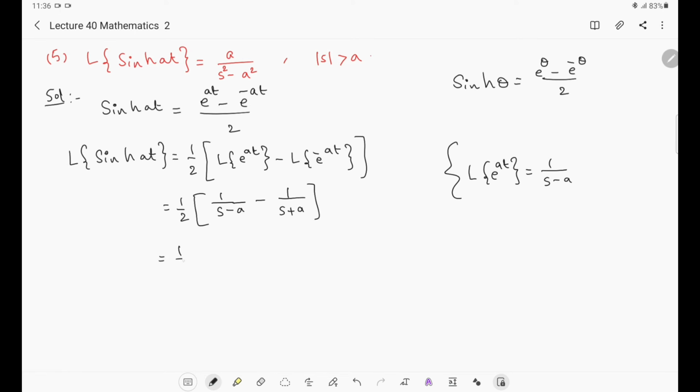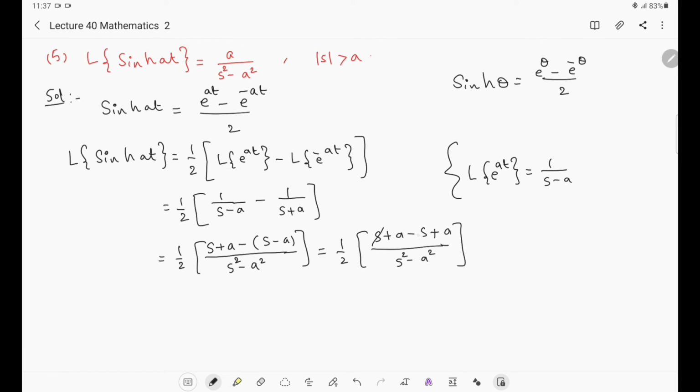Now, simplify this. 1/2, take the LCM. When I take the LCM, it will become (s − a)(s + a) form, so s² − a² I will get. Now, this s + a will come here, then minus of (s − a), which is equal to 1/2. In the denominator, s² − a² is there, and in the numerator s + a − s + a. Now the minus s and plus s will get cancelled. So what will remain here? 2a by 2(s² − a²). Now, this 2 will get cancelled. Therefore, finally, what will remain?